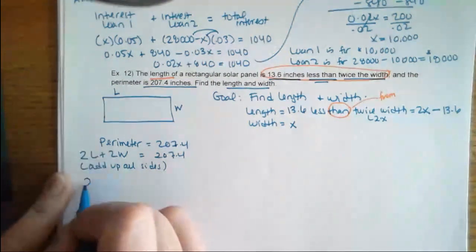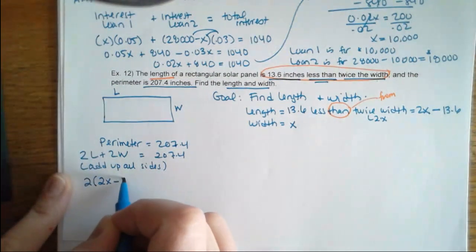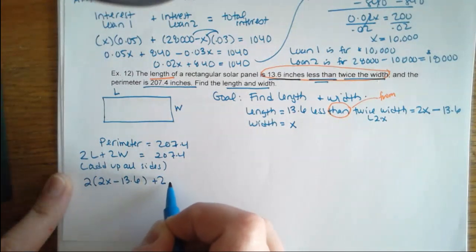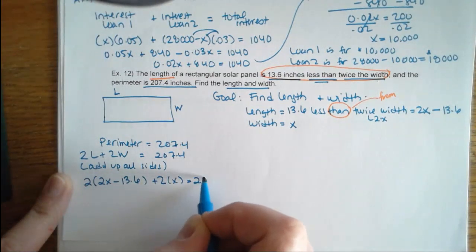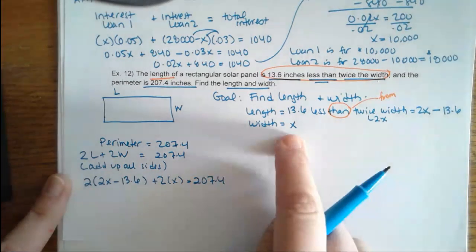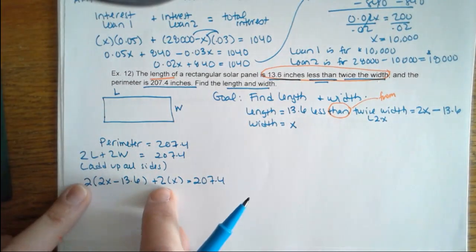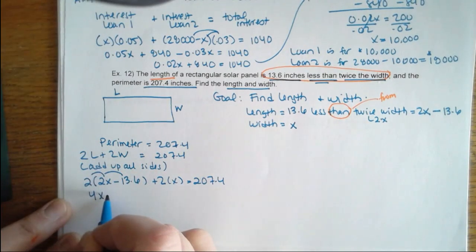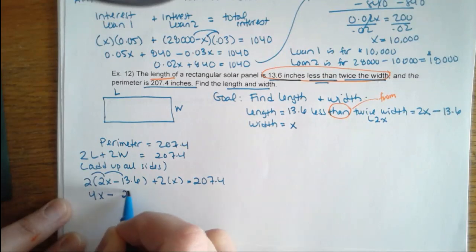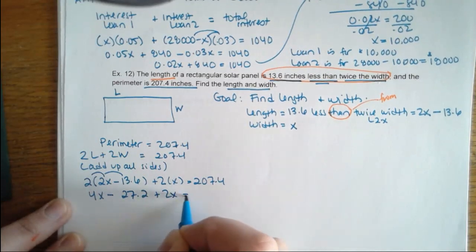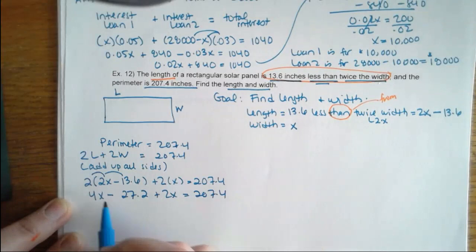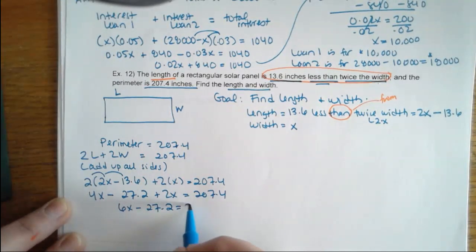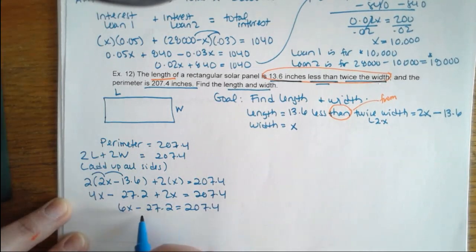So filling in here, my length we called 2x minus 13.6, and my width we called x. You do want to be careful. Most students forget that there's 2 lengths and 2 widths, so that's why you have this multiplier by 2 there. And then we're going to go ahead and solve. So I have 4x minus 27.2 plus 2x equals 207.4. Combining like terms, I have 6x minus 27.2 equals 207.4.